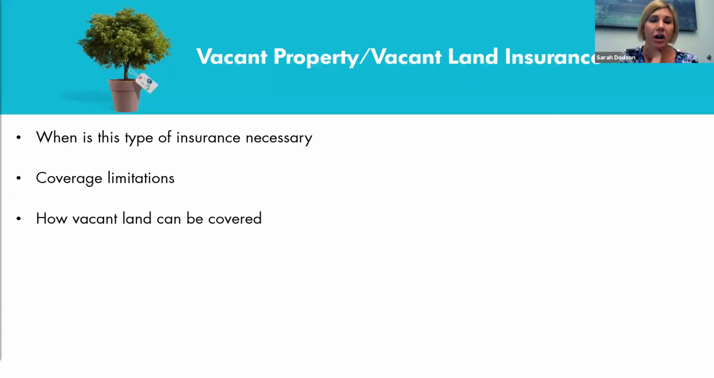And the last thing we're going to talk about is vacant property and vacant land insurance. So unoccupied and vacant homes, as I just mentioned, present a greater insurance risk than homes that are occupied for many reasons, including slower emergency response times and the increased probability of a break-in occurring because they're sitting there vacant. No one is there to keep folks who maybe want to break in away.